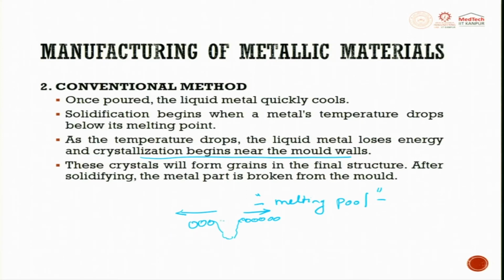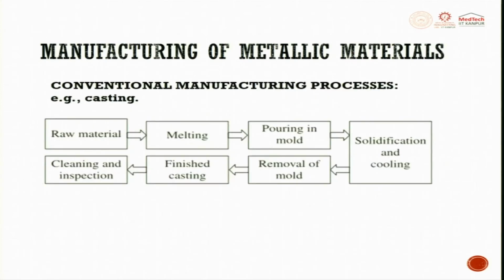So, what happens is, next to the melt zone there would have been melt solidified part or a fresh part. So, that will try to take the heat and then it tries to form crystallization. These crystals will form grains in the final structure. So, now these grains you can try to orient and try to get the maximum strength or maximum property out of the additive manufactured part.